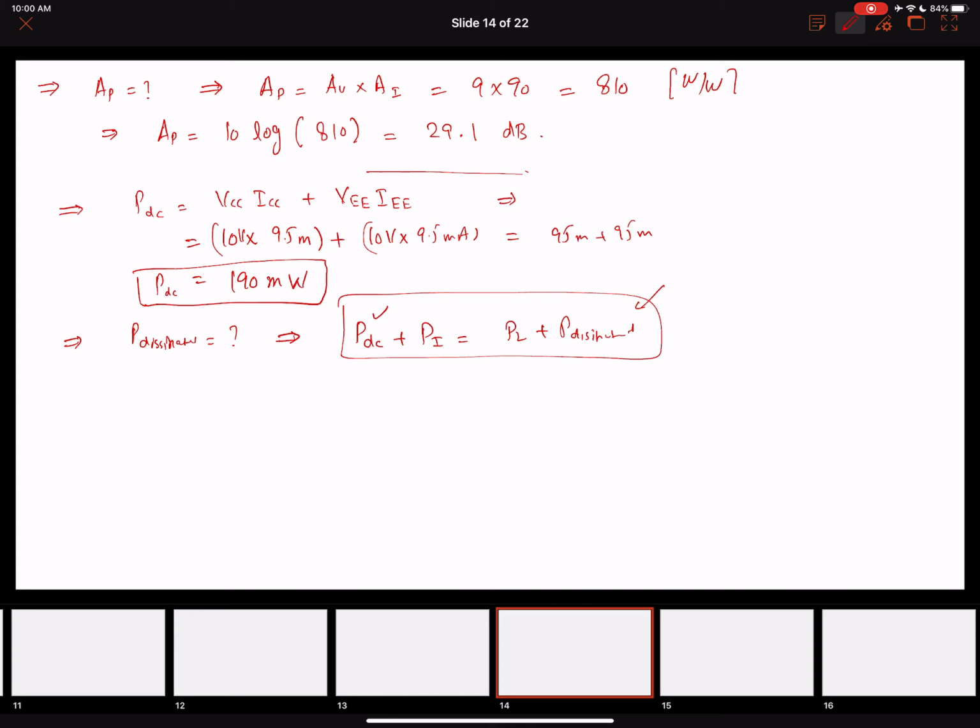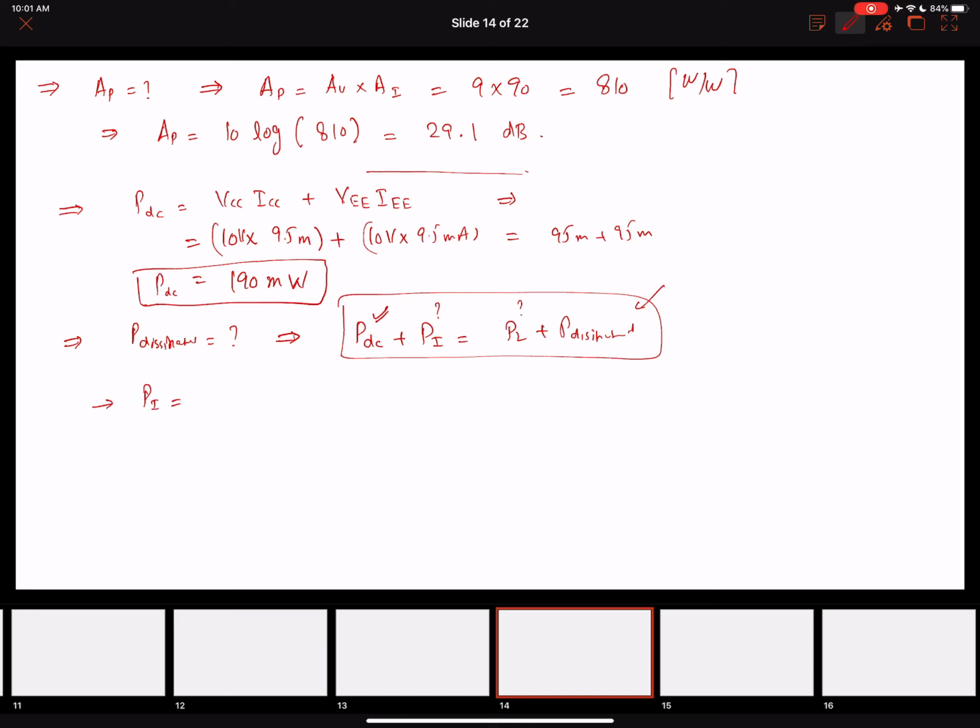I already know this value. This is what I want to determine. The other two, let's find out the other two values. Let's first determine the value of the PI and PL. And then we can put in those values and find out the value of the power that is dissipated in the circuit. Okay, so let's determine PI first.